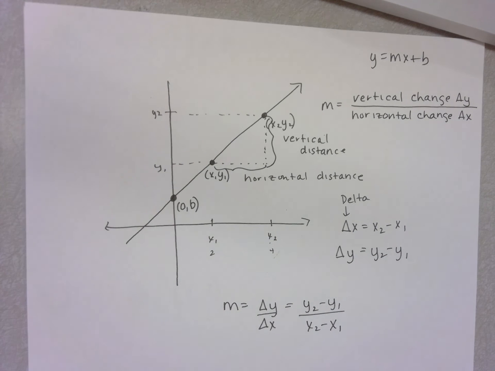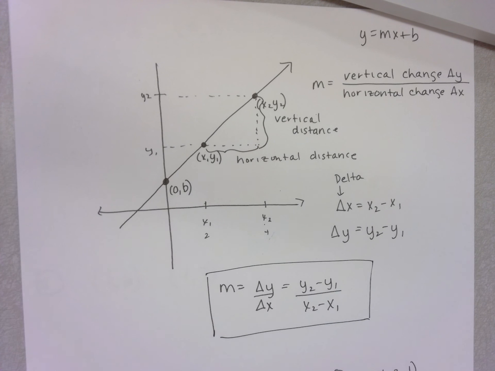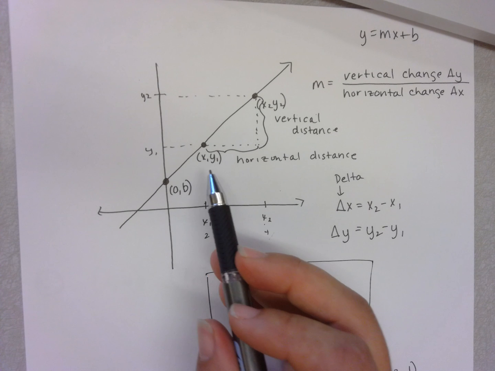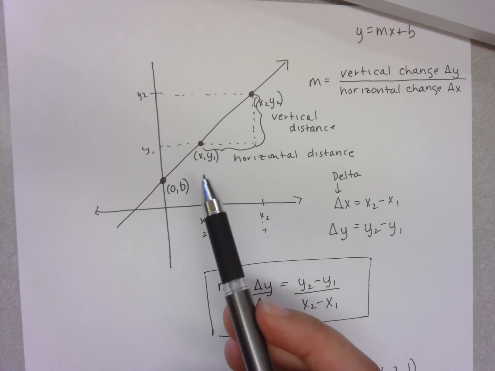So this is our common formula for slope. Okay, now the order that I wrote these in, the distance between these two points could also be, I chose this way because it looks like my distance will be positive.